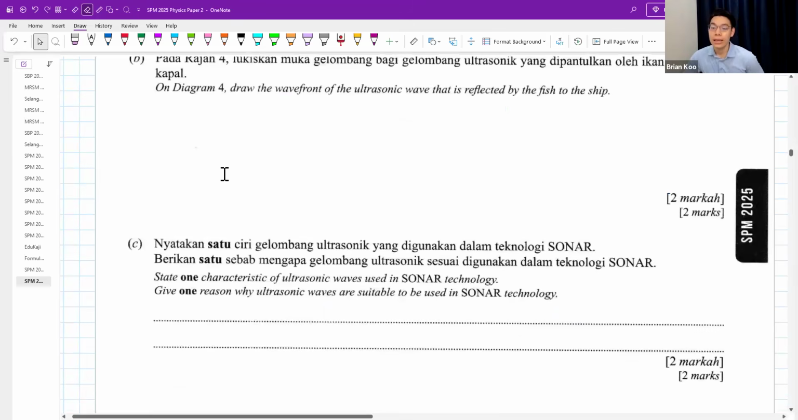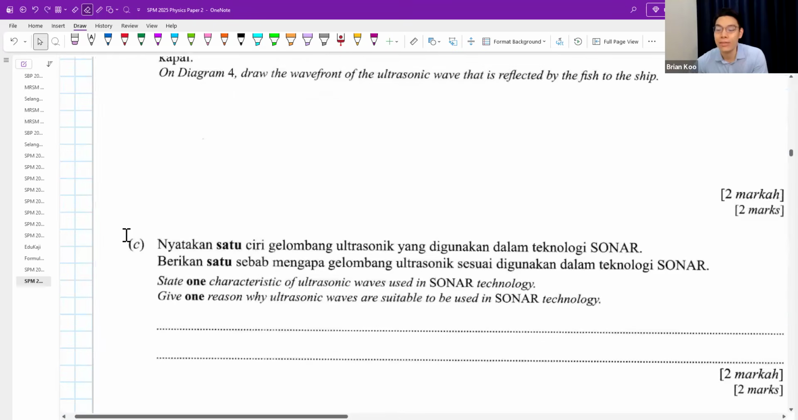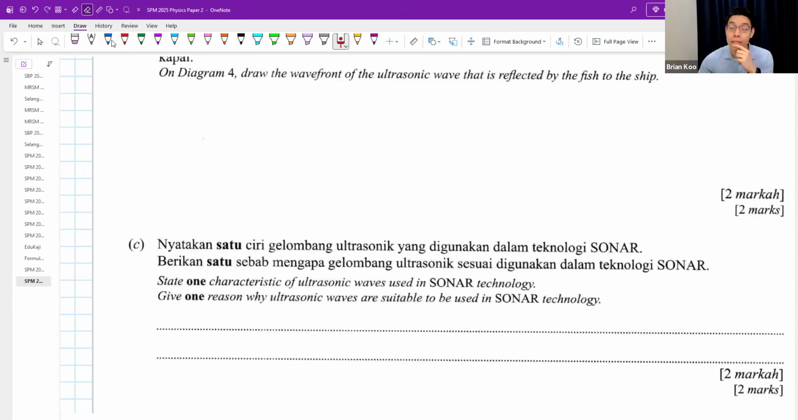Okay, state 1 characteristic of why ultrasound is used in sonar technology. Give 1 reason why it is suitable. The thing about ultrasound is that it has very high frequency. Ultra means very high frequency. Ultrasound is higher than 20,000 hertz. Because it is such high frequency, it has very high energy. It can travel very far. It has high penetrating power. Those are the reasons. They just ask for 1 characteristic, 1 reason. I feel the best is because it has high frequency.